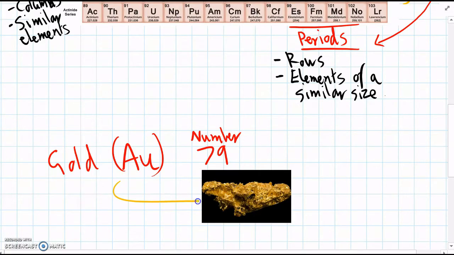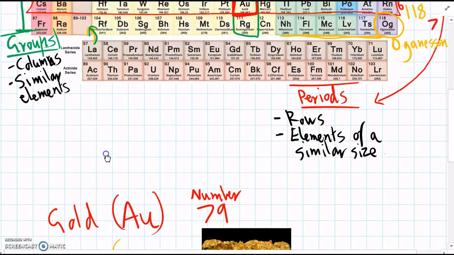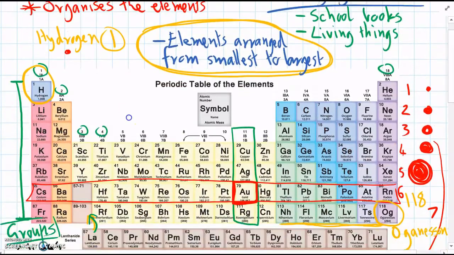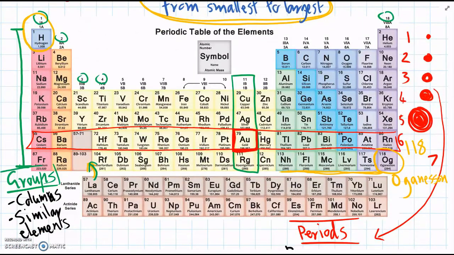And we all know what gold looks like. If you're lucky enough to find a nugget this big, you could pretty much retire for a few years and not have to work. So the periodic table organizes all the elements and shows us the similar elements and the size of all the different elements too.